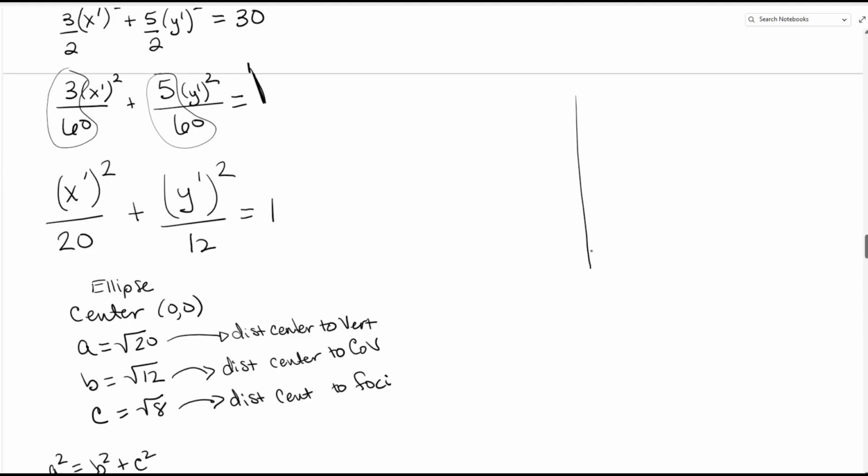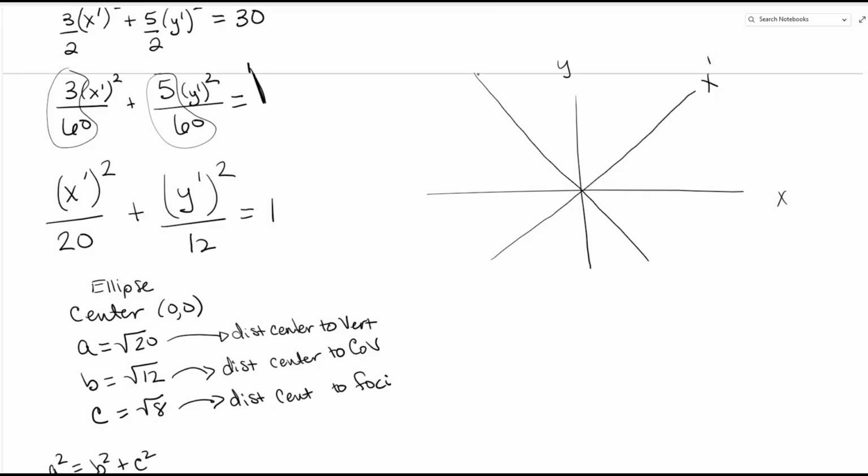Okay, so here's what I know. Remember, we weren't using the original x and y axis, right? We are using a 45-degree rotation. This is our x-axis, so we called it x prime. And this is our y-axis, y prime. So our sketching and our graphing is going to be the same, but we're not doing it on the original X and Y axes. We're doing it on the X prime, Y prime axes. And it looks like this.